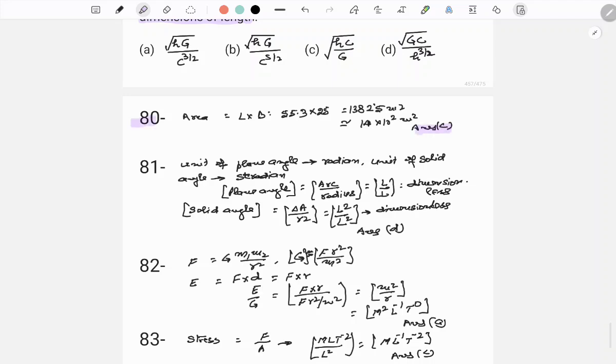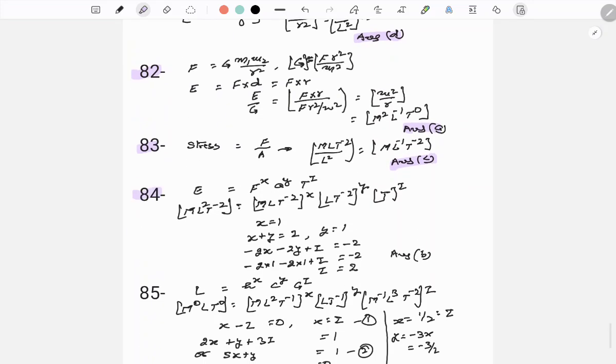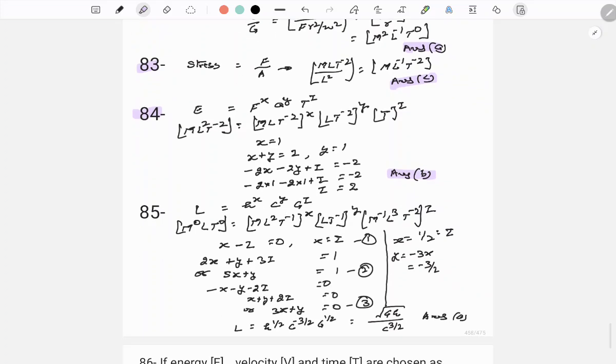80th answer is C, 81st answer is D, 82nd answer is A, 83rd answer is C, 84th answer is B, 85th answer is A.